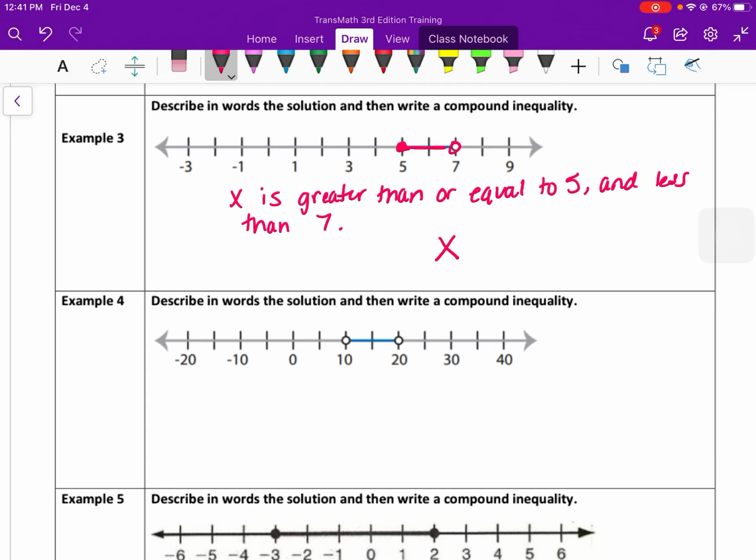So you write that, you put the x in the middle, you face the inequalities both pointing to the left. You put the lower number on the left and the higher number on the right. And then since 5 is a closed circle, we add the line underneath it. And on the 7, we leave it with no line because it is an open circle at 7.